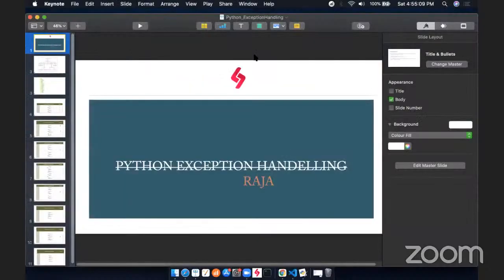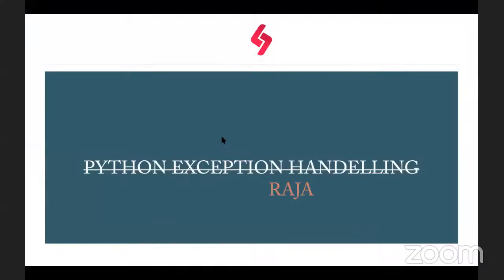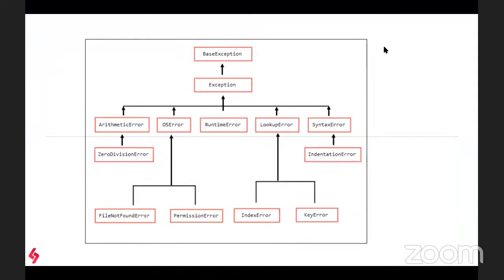Okay, you can see here there is a very important document I want to show you: the Python exception handling. You can look at this, it is a tree. The base exception, inside that there is an arithmetic error, OS error (operating system error), runtime error, lookup error, syntax error. This is how the tree looks. As I said, base exception is the root class of all the exceptions, right?